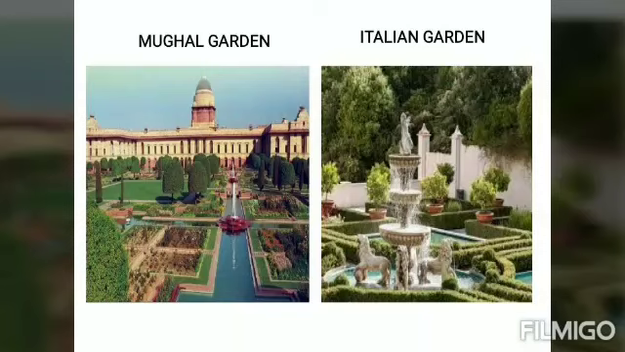And then next is the Italian garden. We'll discuss the Italian garden. So what type of garden is the Italian garden? The Italian garden style came into existence at the time of the Renaissance, in the 14th to 16th century. The Italian gardens were influenced by the Persian garden, which we have discussed before.